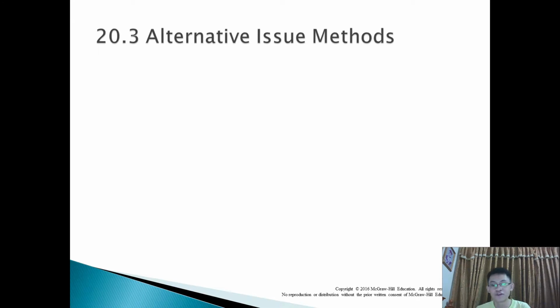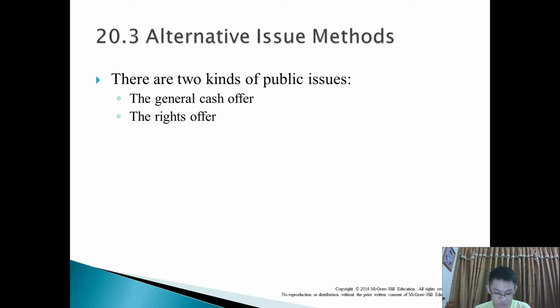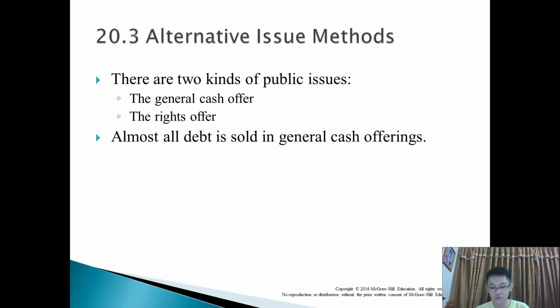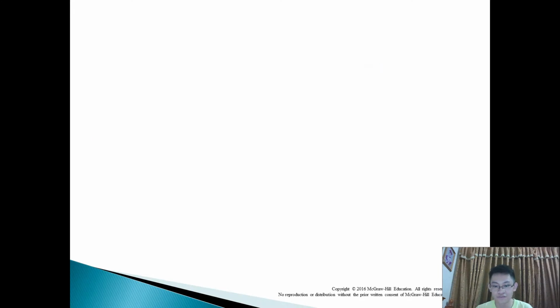Next, we move on to learning objective 3, which is the alternative issue methods. When a company decides to issue new securities, it can sell them in a public issue or a private issue. There are two kinds of public issues: the general cash offer and the rights offer. It should be noted that almost all debt is sold in general cash offerings.